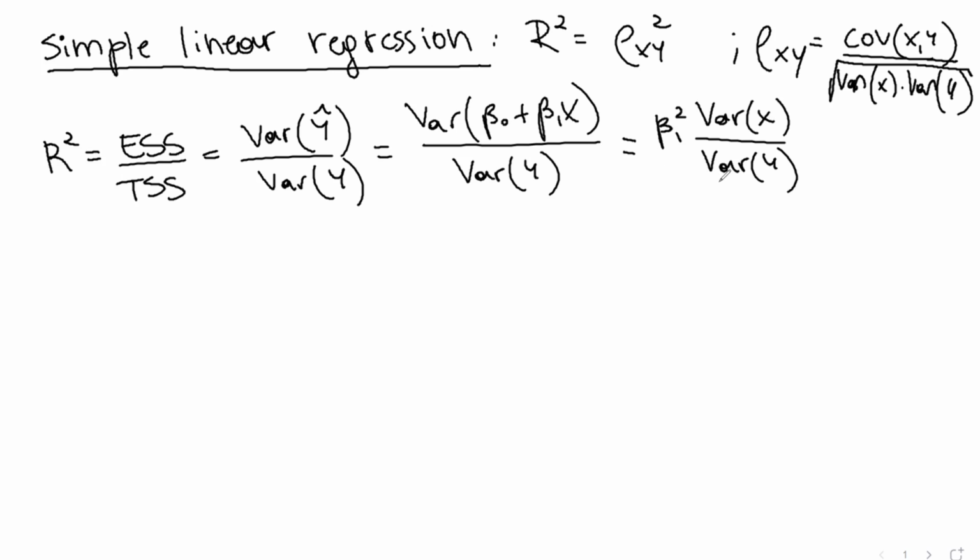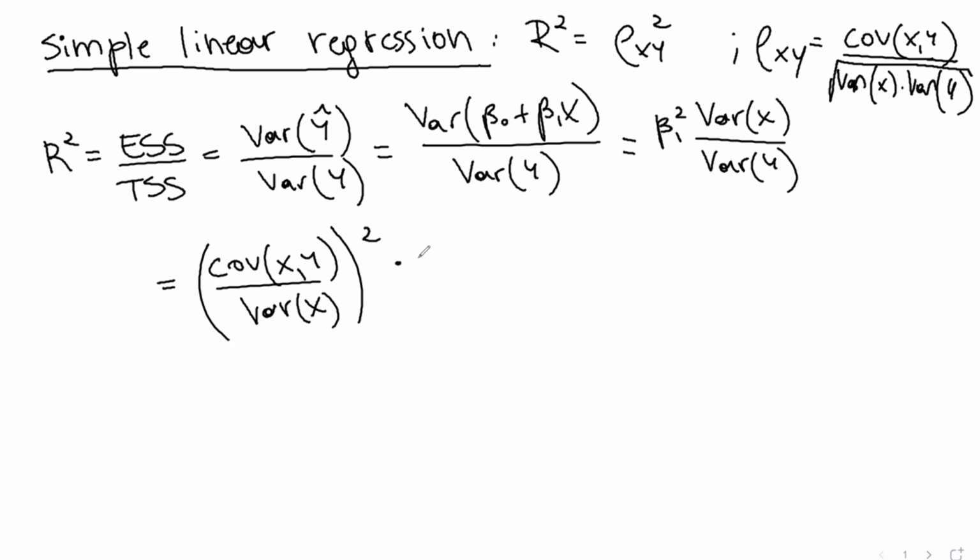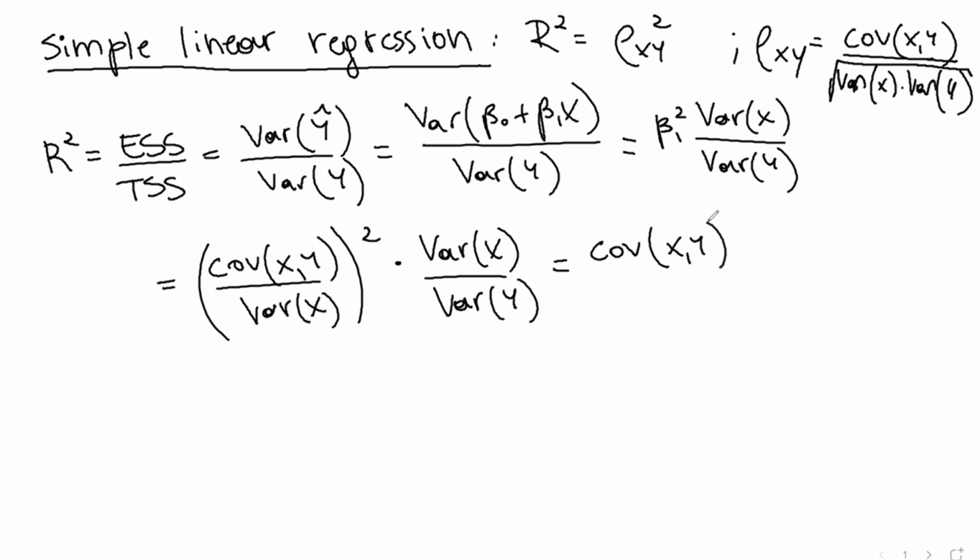Now let's just remember the formula for beta 1, which is just the covariance between x and y divided by the variance of x. So this is the formula for beta 1, and we have to square it. And this is going to be times the variance of x divided by the variance of y. Now all that we have to do is distribute this square on this division, so we're going to have the covariance between x and y squared, divided by the variance of x squared, times the variance of x divided by the variance of y.